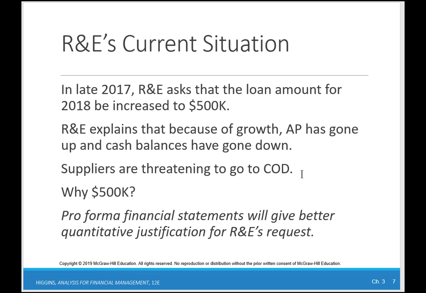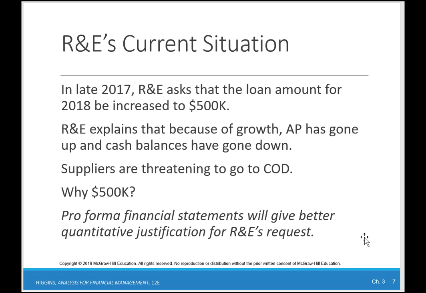So suppliers are threatening to go cash on delivery. So they need money, right? They think they need money. So the question is, why the $500,000? I don't know where they got that number.